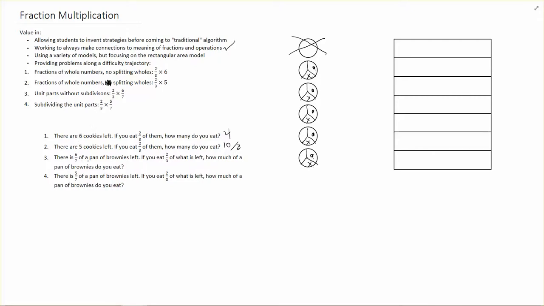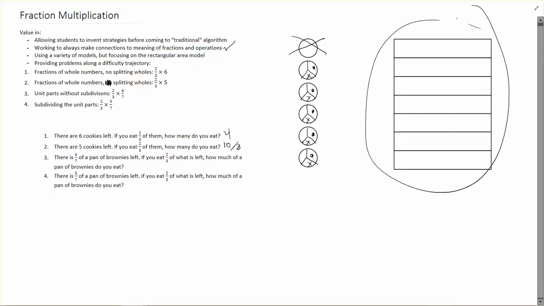There is 6/7 of a pan of brownies left. If you eat 2/3 of what is left, how much of a pan of brownies do you eat? You can see that overall it's more challenging because now both of our numbers are fractions. And so as we think about multiplication, I'm not thinking about 2/3 of a group of 6. I've got to think of 2/3 of a group of 6/7.